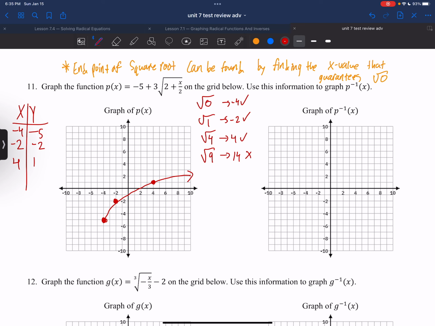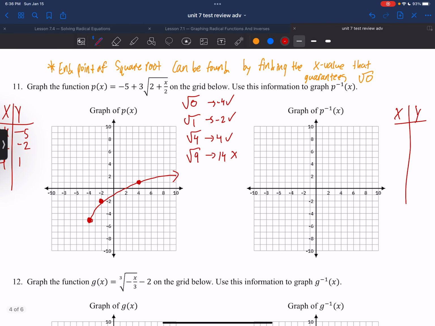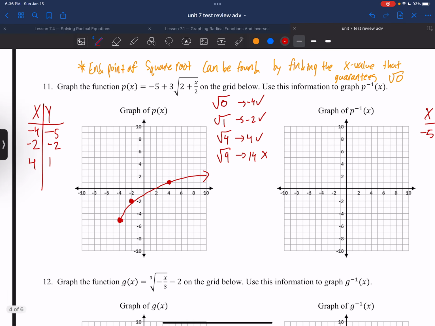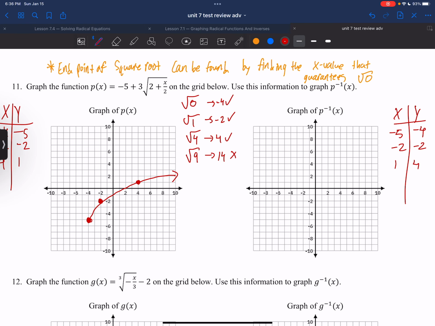Now to graph the inverse, we're just going to flip all those points. So negative 5, negative 4, negative 2, that's the same, and 1, 4. So negative 5, negative 4, negative 2, and 1, 4. And negative 5, 4 is your inverse, is your endpoint, so it's going to look like that.